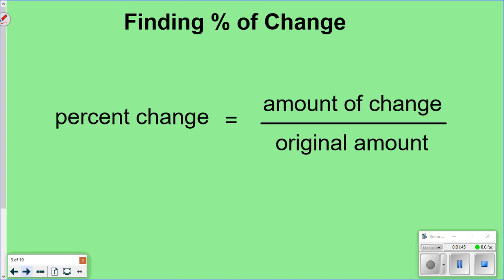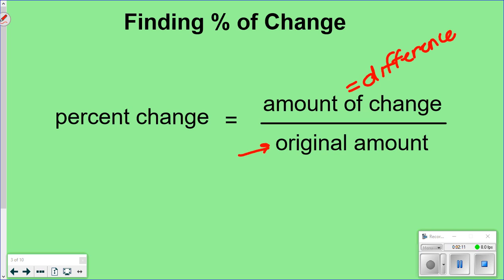Okay, so how to find percent of change. This is the equation, or the formula, to find the percent of change. First of all, I'm going to look over here. It says amount of change, and this means the difference. And we all know that difference means subtraction. So you would find the difference of how much it went up or how much it went down. This number here is going to be the original amount, what that started at.